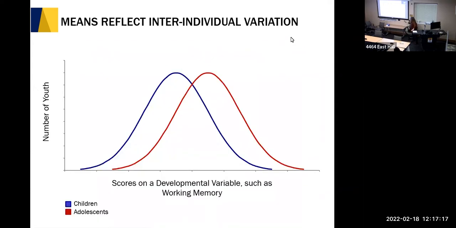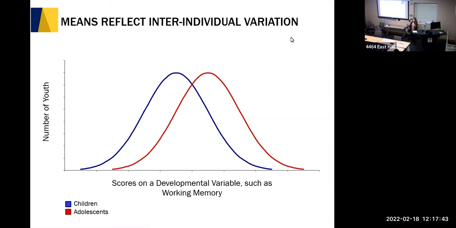So let's pretend here we have some distribution, some developmental variable, something that changes over time, like working memory. We have working memory here for children, let's say in blue. This is their distribution of scores. How good is a given child's working memory? They get a score on that. We plot it on this distribution, right? Number of youth is the y-axis. And then for a group of adolescents, we'll do the same thing in red.